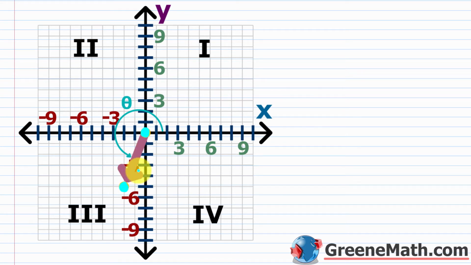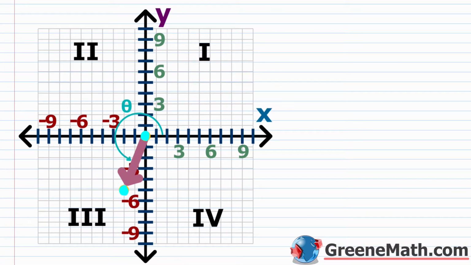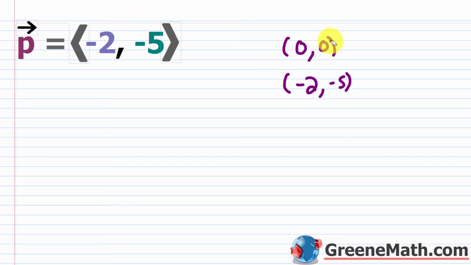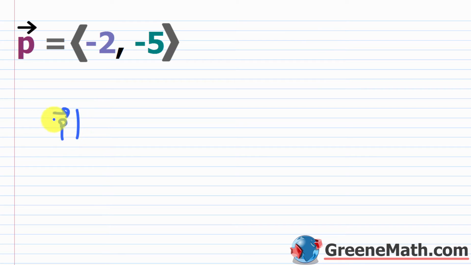That's all it is. So if we think about the magnitude of this guy, again, that's pretty simple. The magnitude of this vector p is going to be equal to the square root of, again, you're going to square each one and then sum the results.